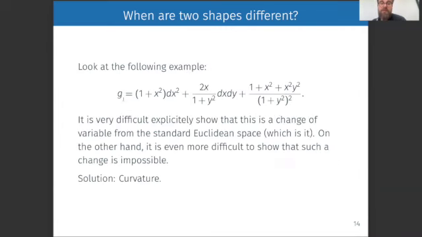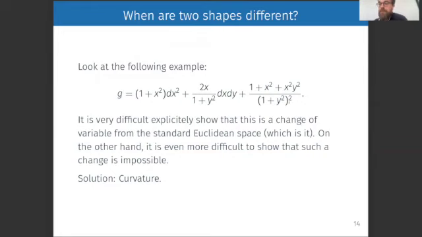And same, this one is a very complicated metric tensor that you can actually see, do a change of variable and see that this gives you just a standard Euclidean space. But since there are infinitely many changes of variables, how do you know if something is actually the Euclidean space or not?